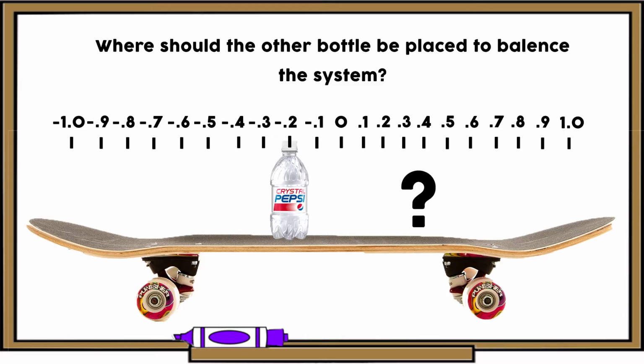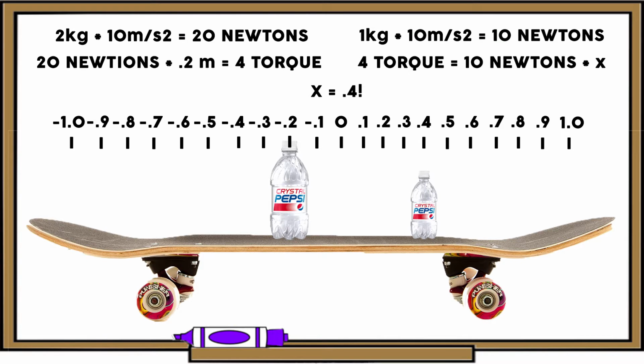Professor, that sounds complicated. Well, maybe a groovy example will help. Okay, a 1 meter long skateboard with uniform mass is balanced at its center. A 2 kilogram bottle of Crystal Pepsi is hung 0.2 meters from its center. Where should the 1 kilogram bottle of Crystal Pepsi be hung to balance the system? Wicked, you're a fast learner. We know that the left side of the skateboard has a torque of 4. Thus, the 1 kilogram bottle of Crystal Pepsi must be placed 0.4 meters from the center.